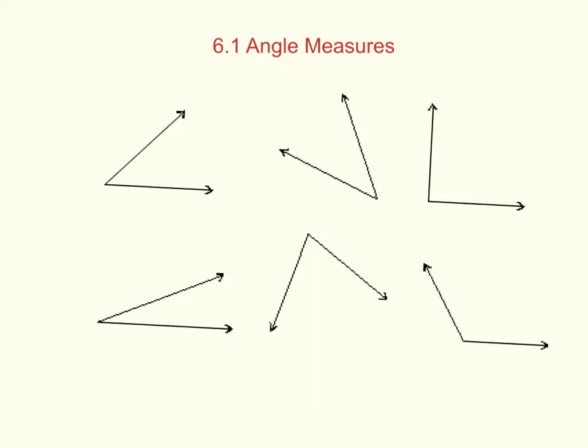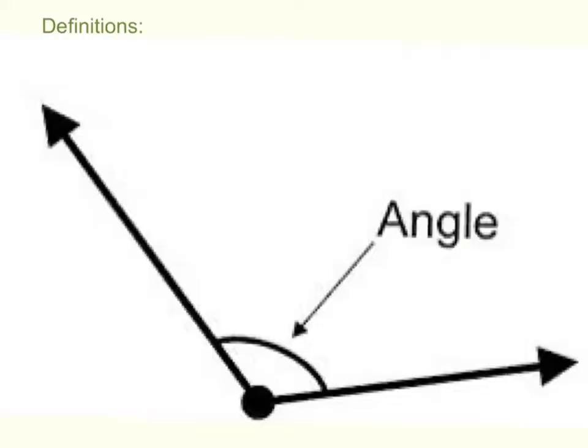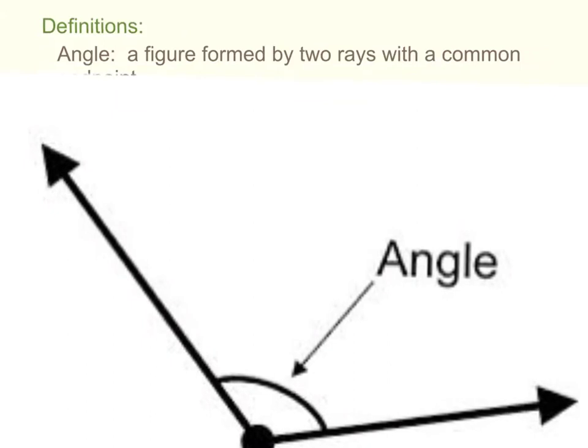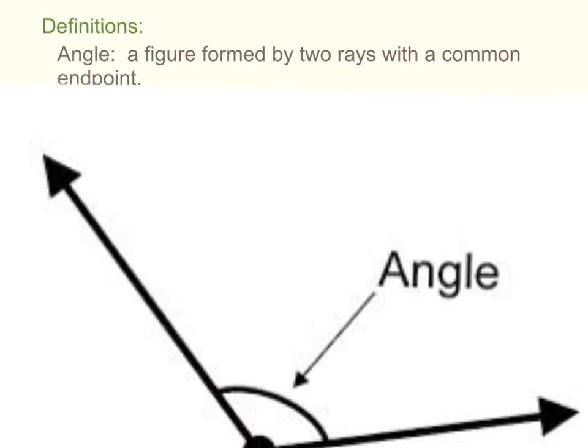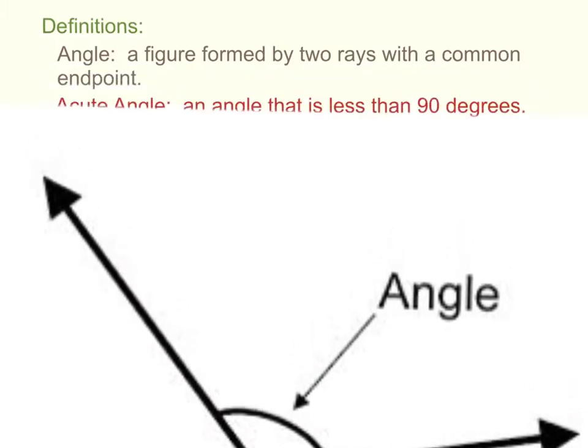Hello class, today we are going to talk about section 6.1, angle measures. Let's first start out by listing a few definitions. An angle is a figure formed by two rays with a common endpoint.